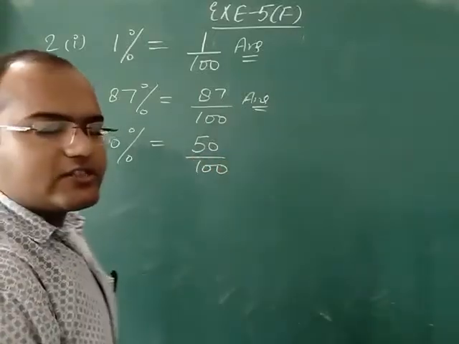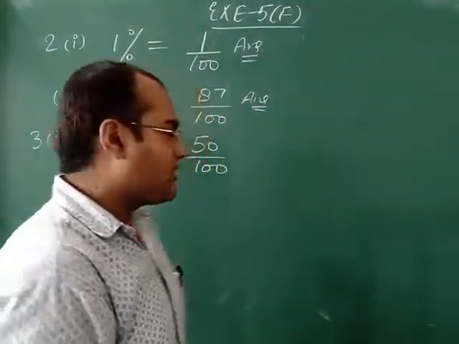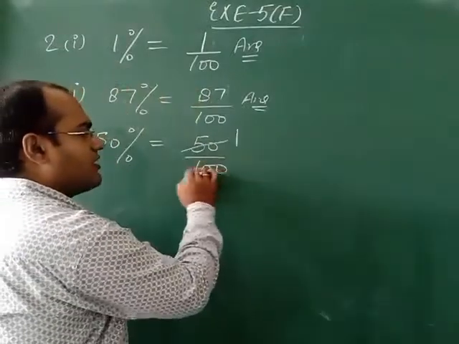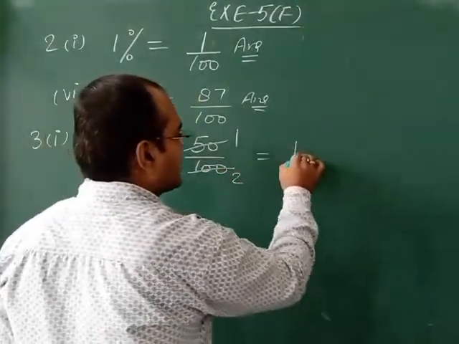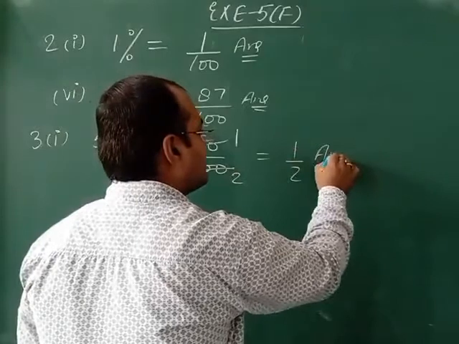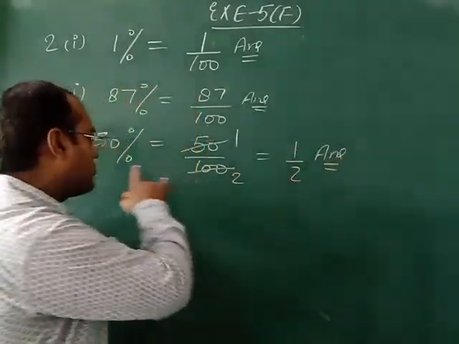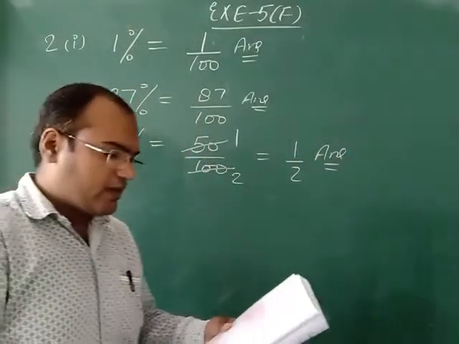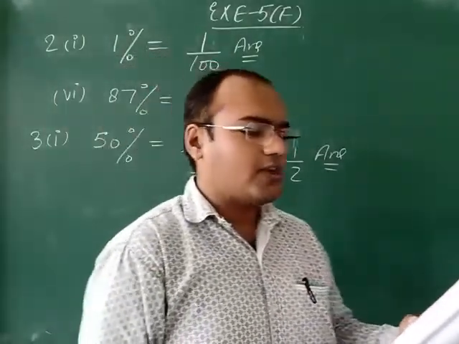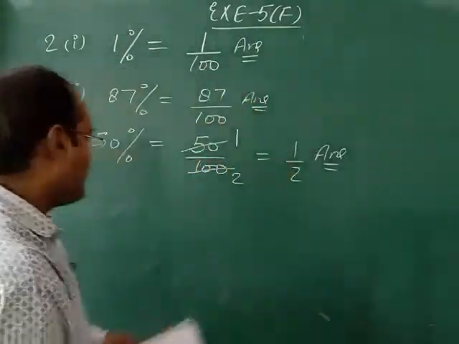Now we have to change in the simplest form also. So we will cut it. 5 ones are 5, 5 twos are 10. So final answer is 1 upon 2. So like this you have to do part number first. Now third part is 75%.